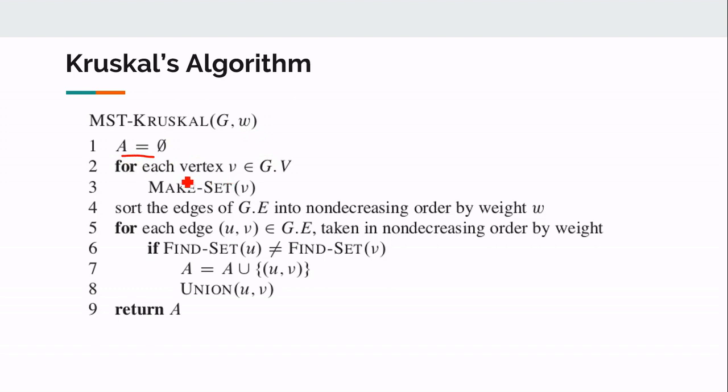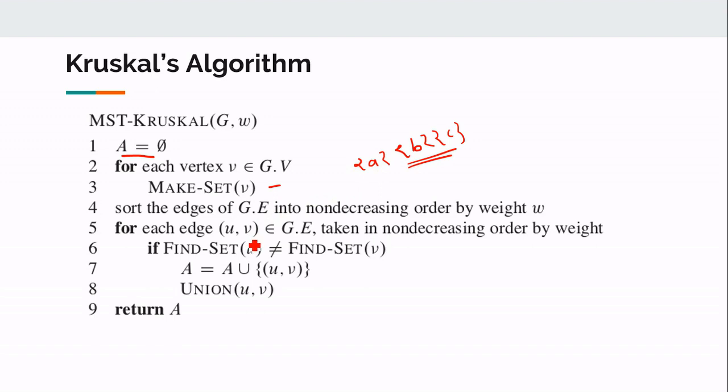For each vertex that belongs to the graph, we will call the make set operation. The make set operation will make a set of every vertex in the graph. That is, after this operation, suppose the graph has 3 vertices A, B and C, every vertex will be an individual set. I will explain why we need this when I simulate the algorithm.